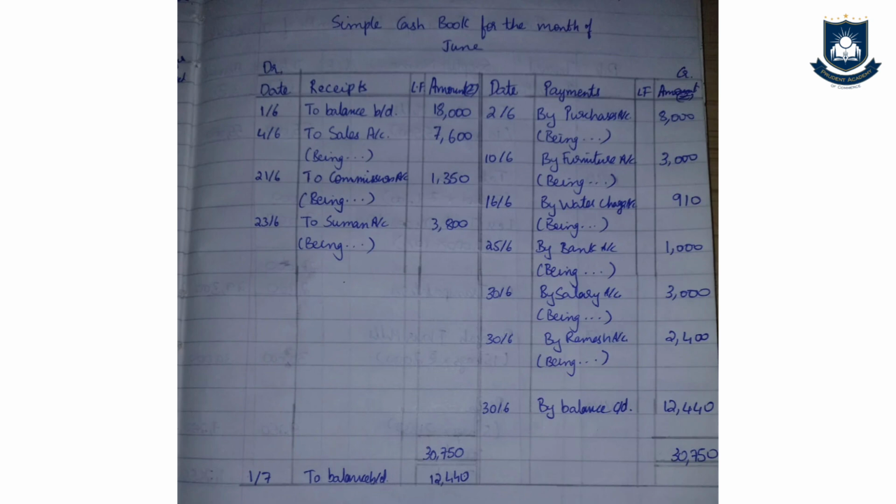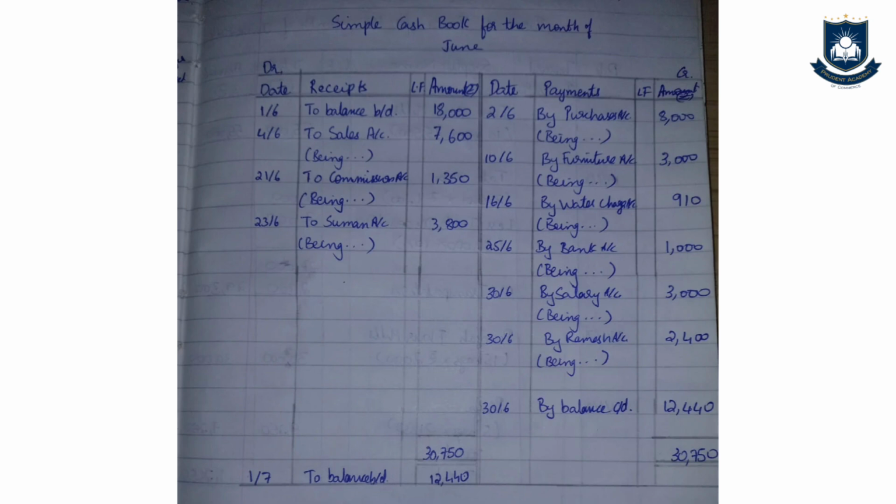Listen, please do not change the name given in the question. What I mean is, in the question, if they have told prepare single column cash book, write single column cash book for the month of. If they have told simple cash book, write the name simple cash book for the month of.